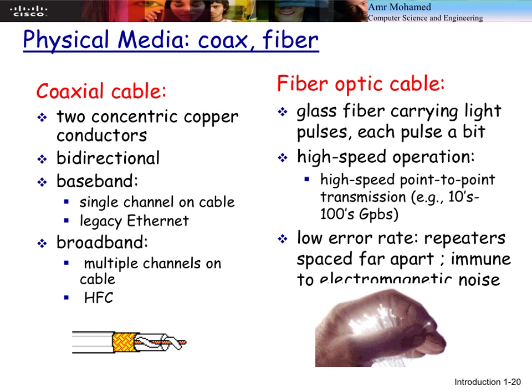Coaxial cable is another example of guided media, and coaxial cable talks about one copper line. As we see here, it's one copper line and another copper shielding around it. Okay, so these are not parallel lines or twisted wires. These are concentric wires. So there's one copper line which is thick, and there is one copper shield above it.